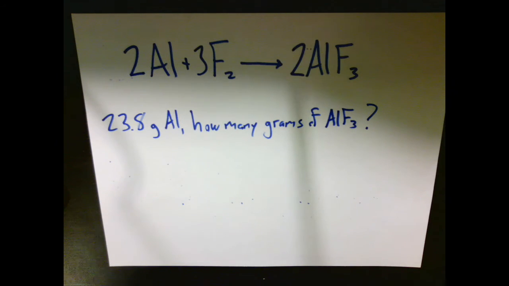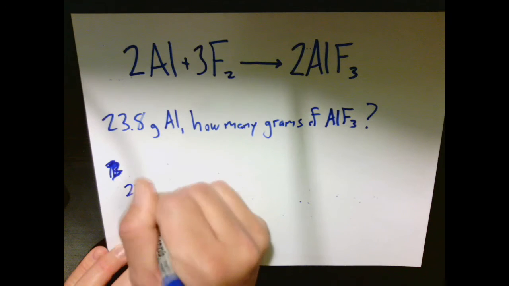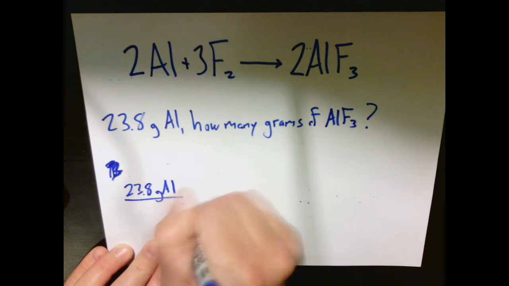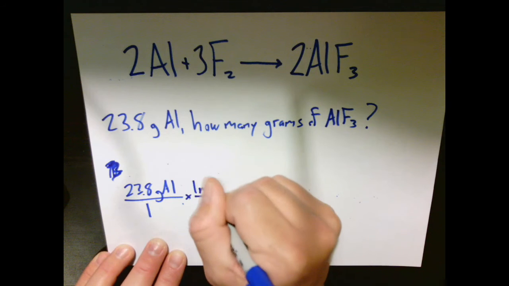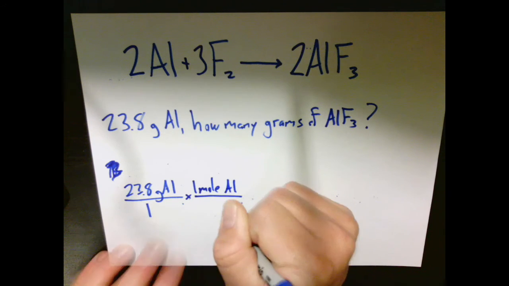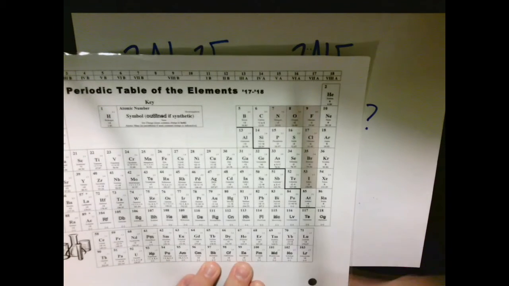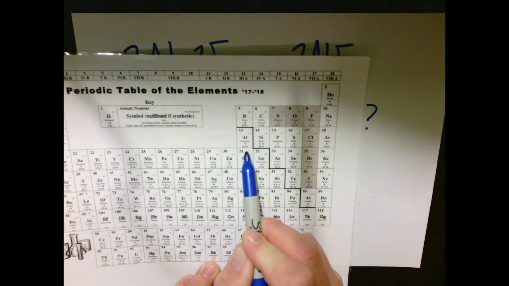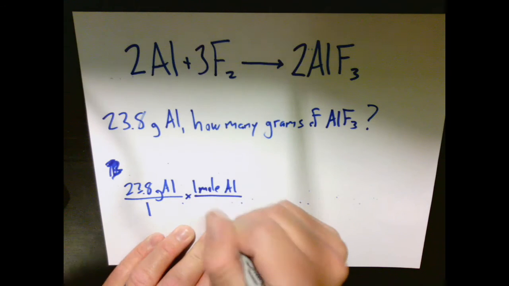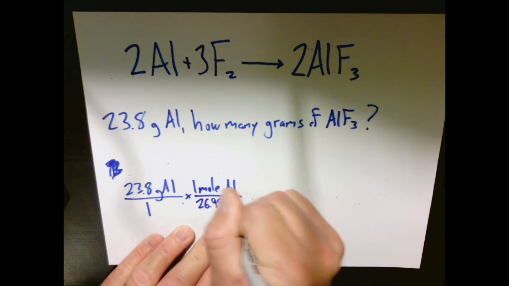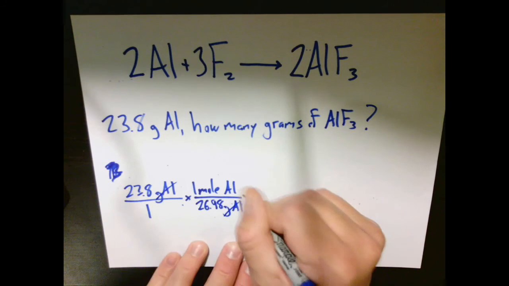Okay, let's walk through it. 23.8 grams of aluminum, and we put that over 1. Next step, on the top, 1 mole of aluminum. On the bottom, formula mass for aluminum. Now for a single element, like aluminum, its formula mass is simply its average atomic mass on the periodic table. So for aluminum, 26.98. 1 mole of aluminum is that many grams. So grams cancel out, and we're in moles of aluminum.